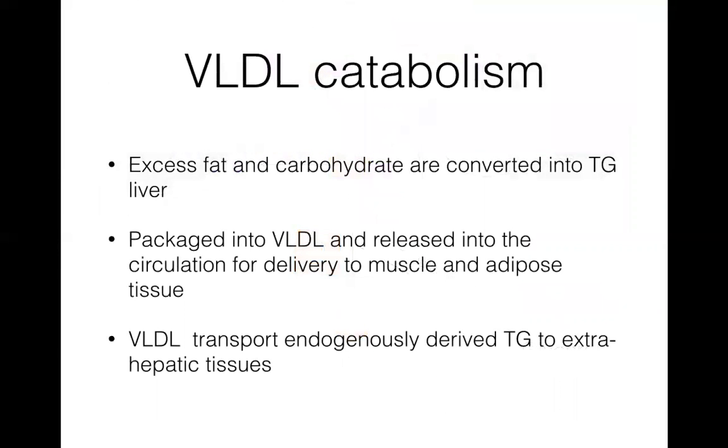Let's recap VLDL catabolism. So excess fat, excess carbohydrate, as well as excess proteins are converted into triglycerides and cholesterol in the liver. This won't stay in the liver forever, but rather they are packaged into VLDL and released into the circulation for delivery to muscles and adipose tissue. So in other words, VLDL transports endogenously derived triglycerides to extrahepatic tissues.